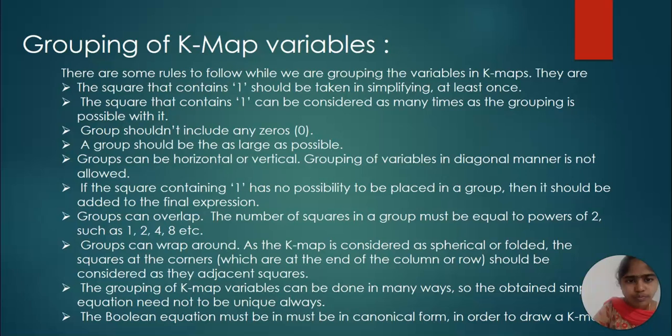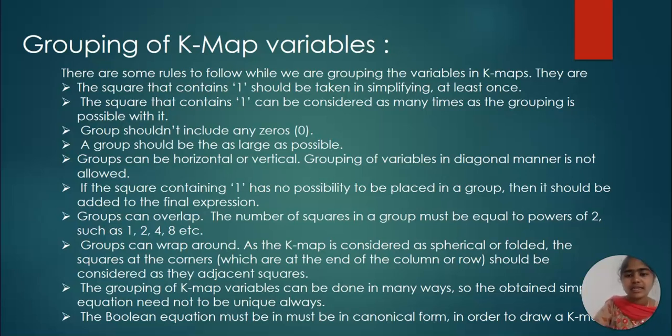A group should be as large as possible. Groups can be horizontal or vertical. Grouping of variables in a diagonal manner is not allowed. If the square containing 1 has no possibility to be placed in a group, then it should be added to the final expression. Groups can overlap.